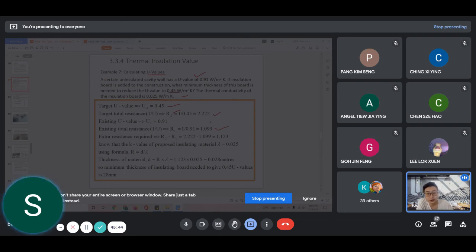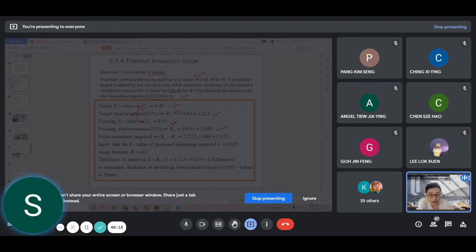Once we work out the resistance, it's the same thing, but when it comes to U value, it will be a different thing due to it being a composite material. Meaning this and this are not the same, to put it in perspective. But when it comes to resistance, they are the same item.